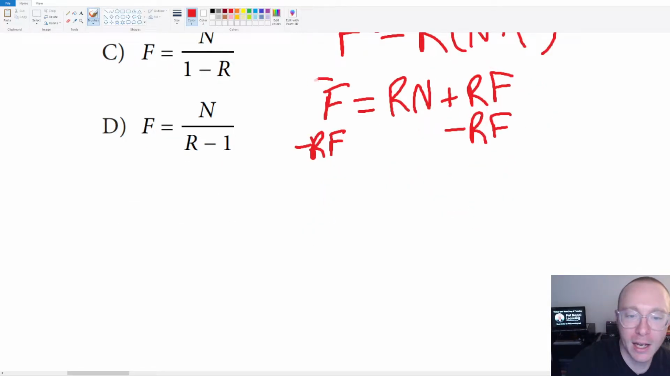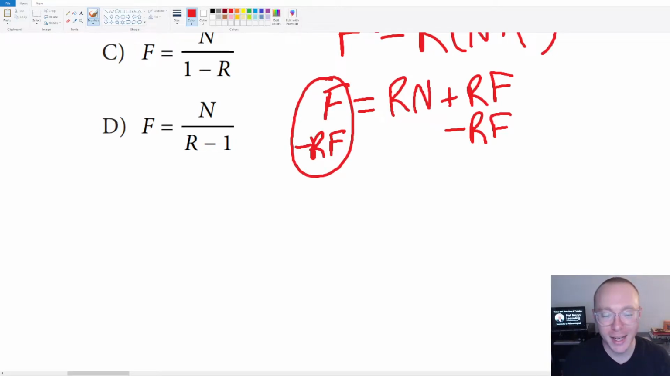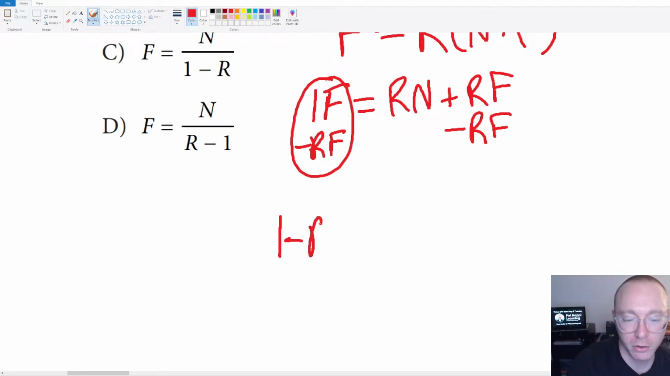And so when we have f minus rf, we should realize that, hey, these are both like terms in a sense. You have basically 1f minus rf, and what you could do in this case is actually combine them so that you have 1 minus r, times f.